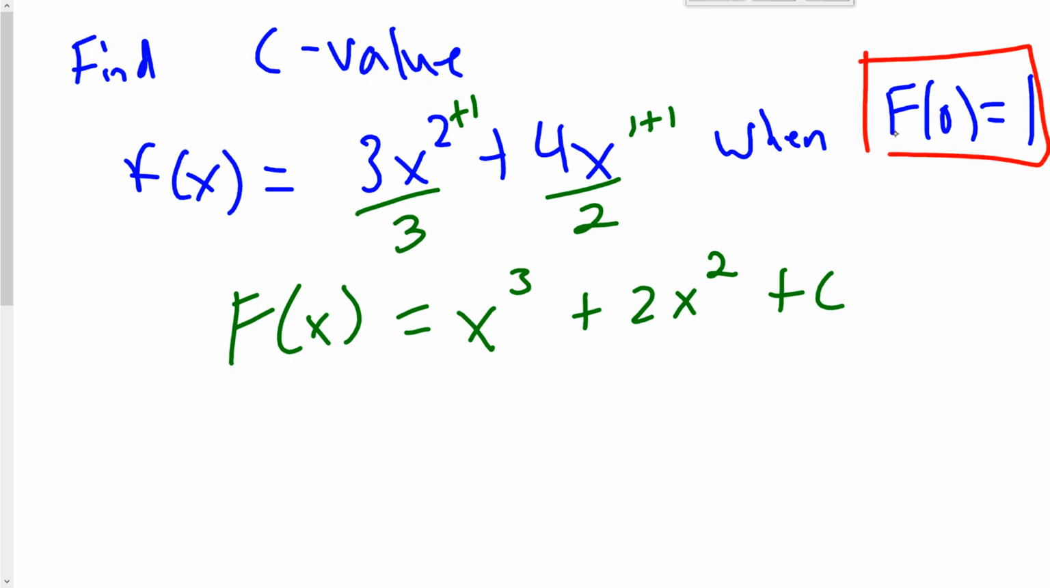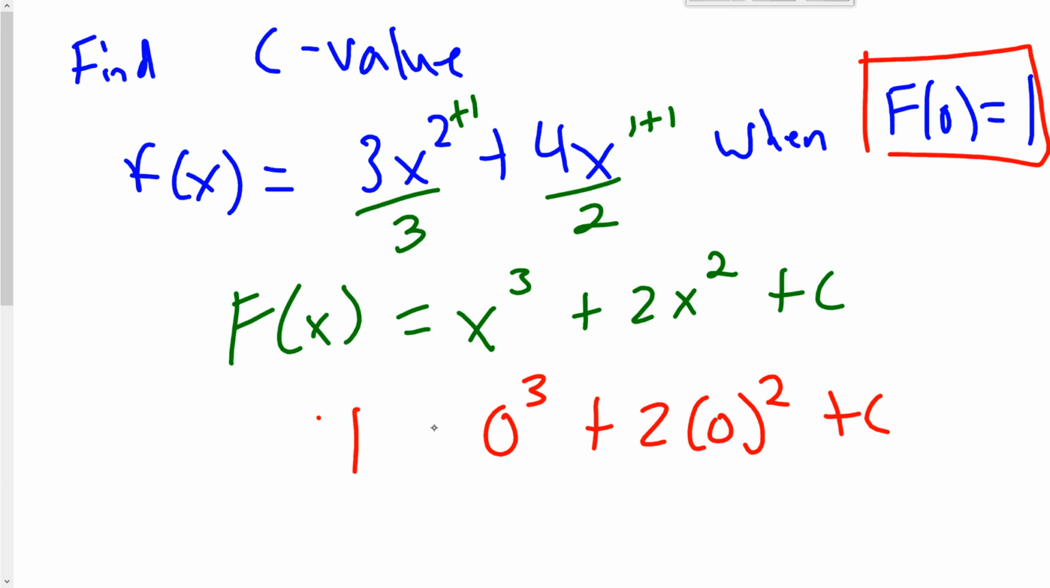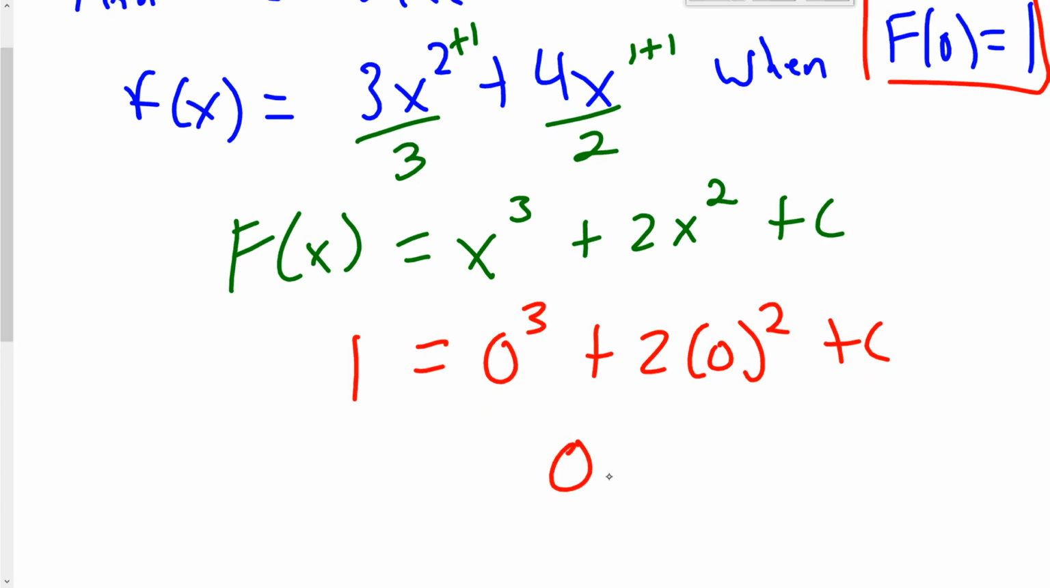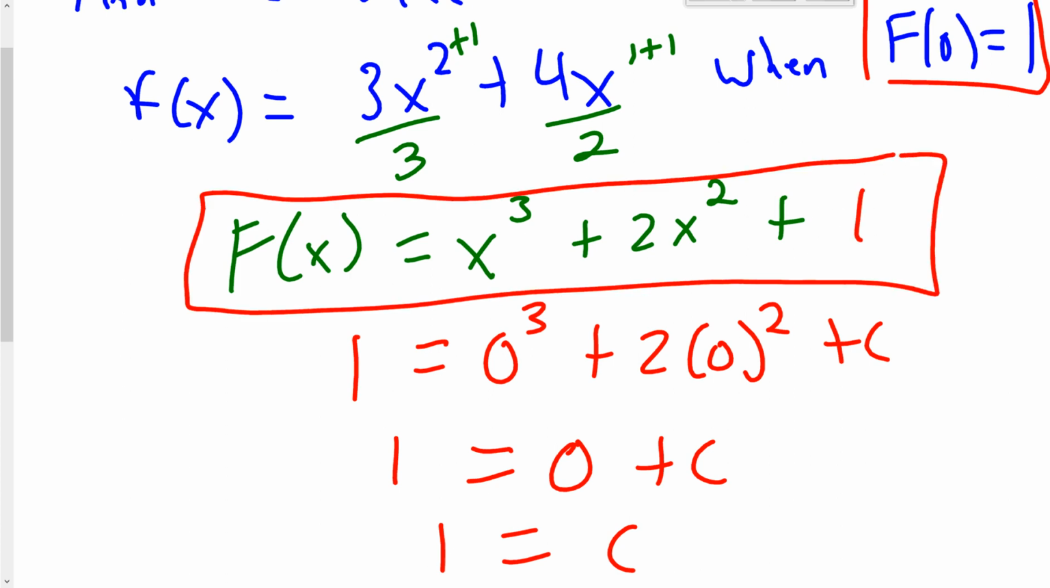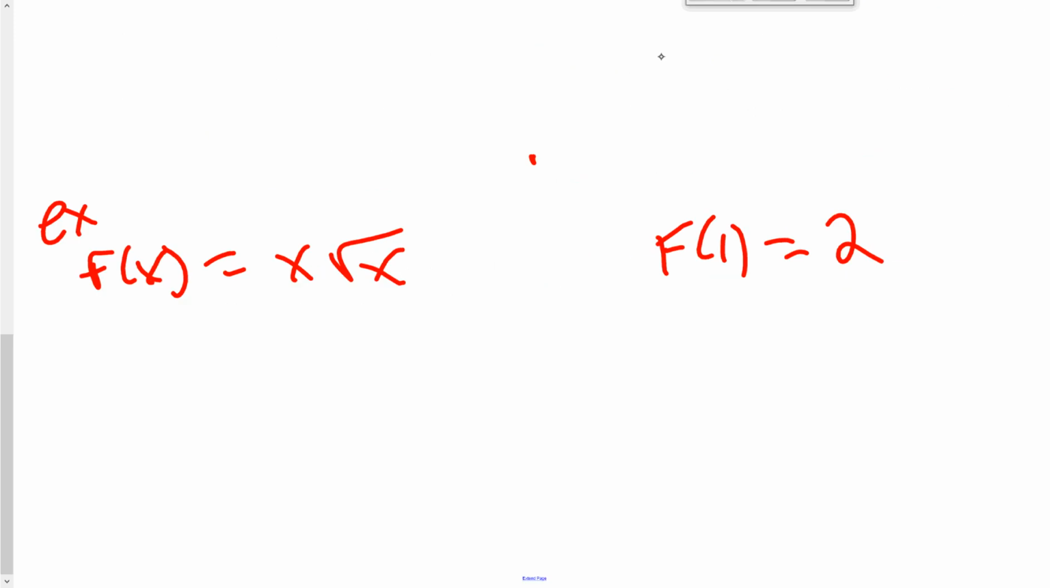So f of 0, or sorry, f of 0 means my x is 0. And the capital F of x is going to equal 1, because that's my y value. And now I can simplify and solve for c. So c equals 1. And now I can come back and just plug in that 1 right there. And so there's my exact answer.